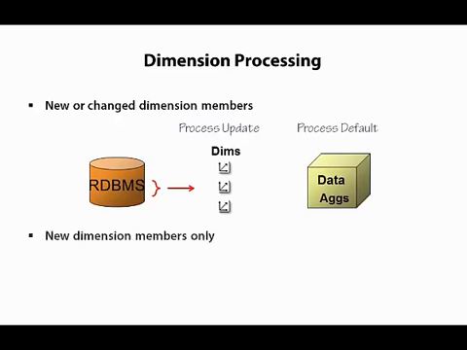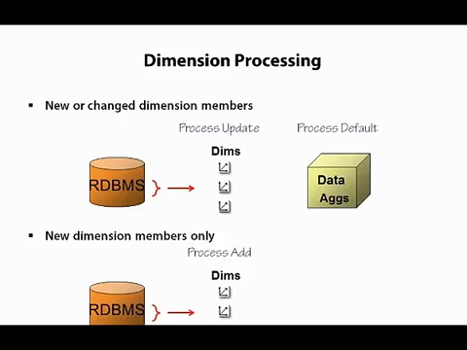Now, if the dimension data that we've already loaded doesn't change, and we only have new dimension members to add periodically, then we can use the process add option to insert the new records. It's going to run faster than a process update, and it does not have any impact on the cube. That means we won't have to rebuild aggregations or process the cube at all, if all we need to do is add new dimension members.